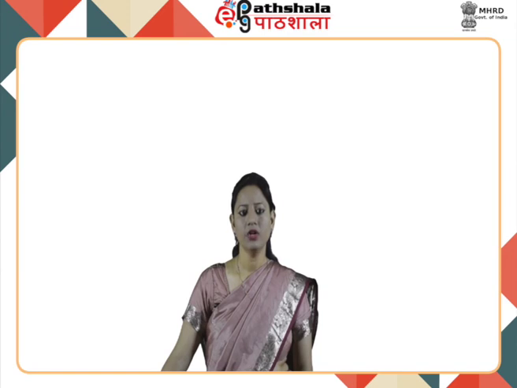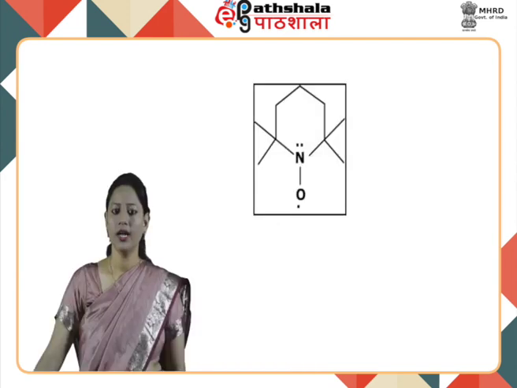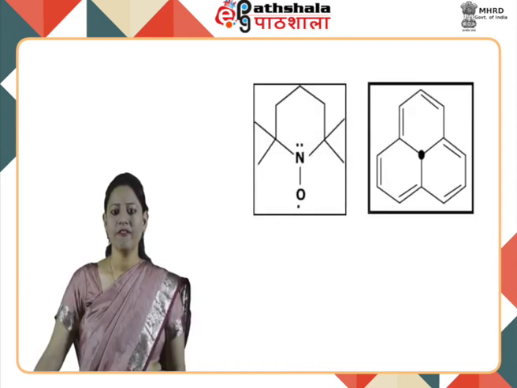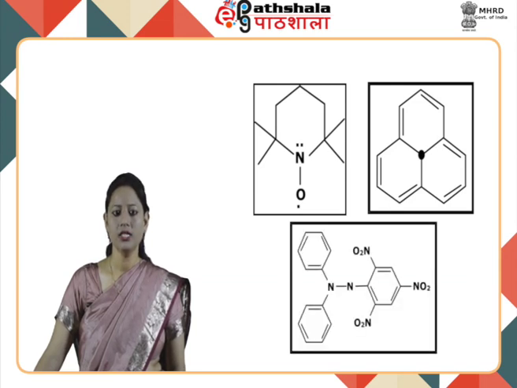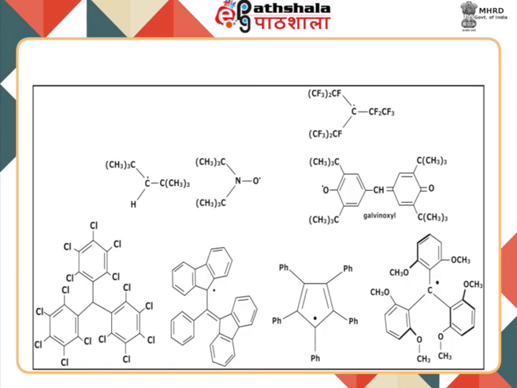Other examples are the 2,2,6,6-tetramethylpiperidinyloxyl radical, that is TEMPO, the phenalenyl radical, and the 1,1-diphenyl-2-picrylhydrazyl radical, DPPH radical. Some examples of stable free radicals are shown. In these cases, the shape and steric hindrance prevent dimerization. The stability may also be increased due to resonance stabilization or delocalization.